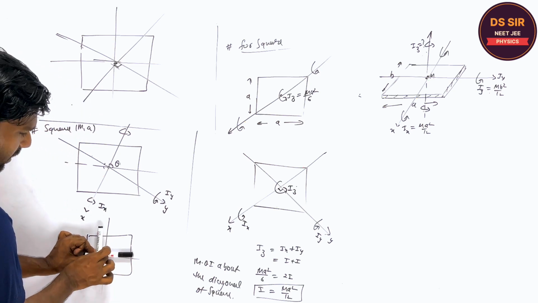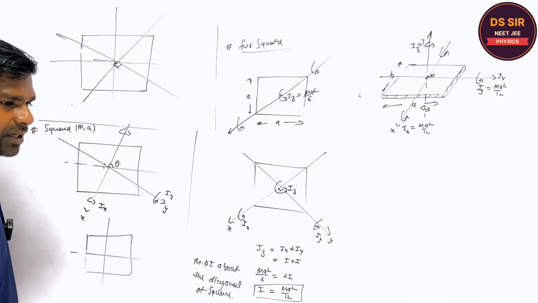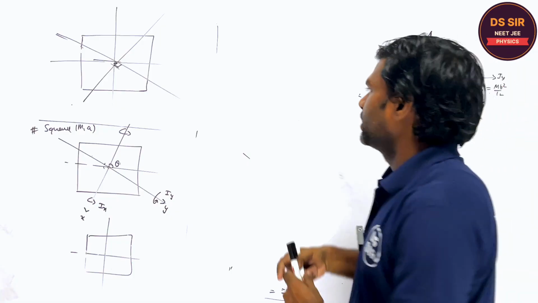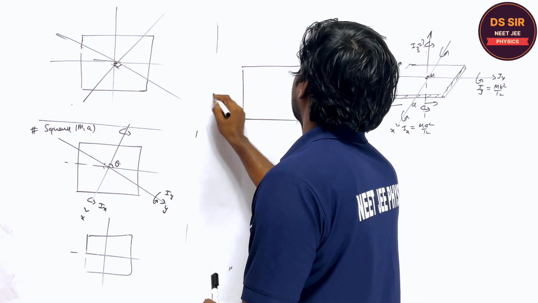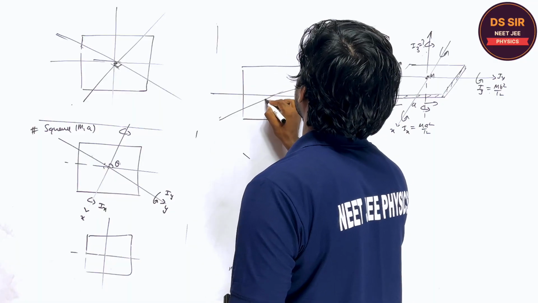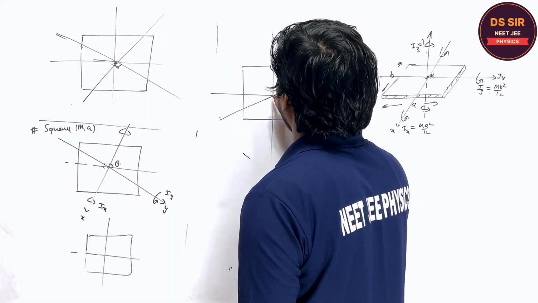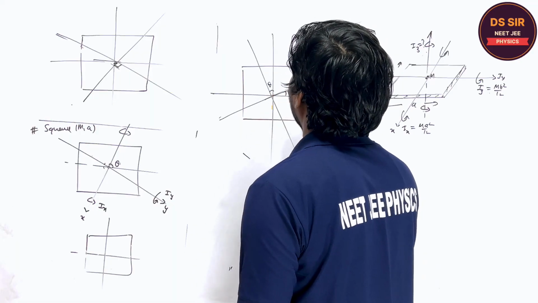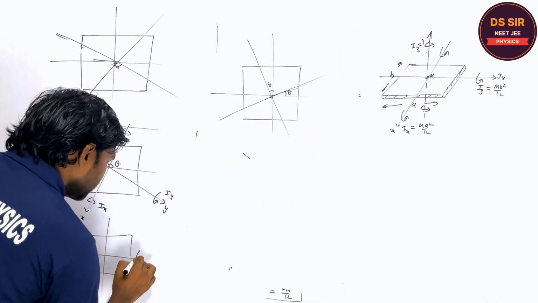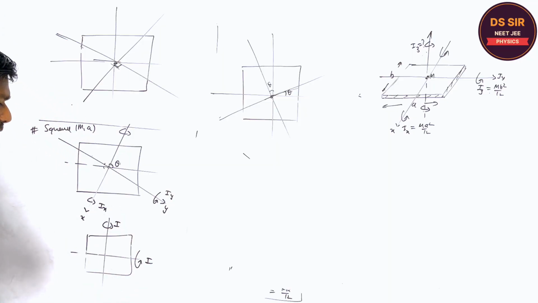If these are the axes, and I give some displacement, these axes are similar. Suppose this is the square. If you rotate this axis by angle theta, this other axis is also rotated by angle theta. Are you getting or not? If the moment of inertia about this axis is I, what is the moment of inertia about this axis? It must be I. This is the square plate.